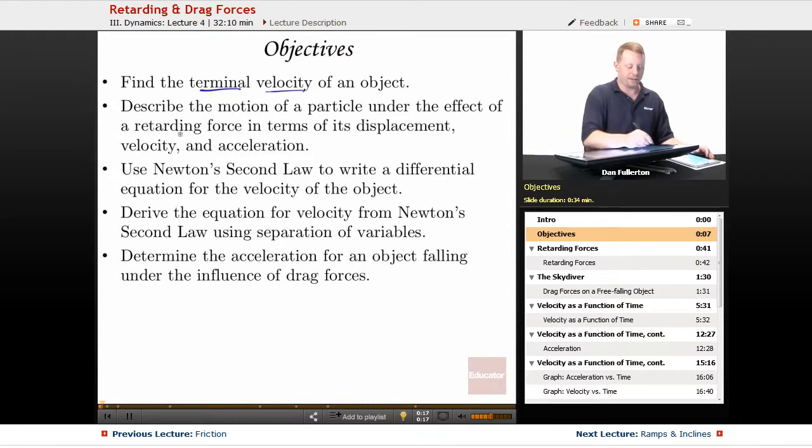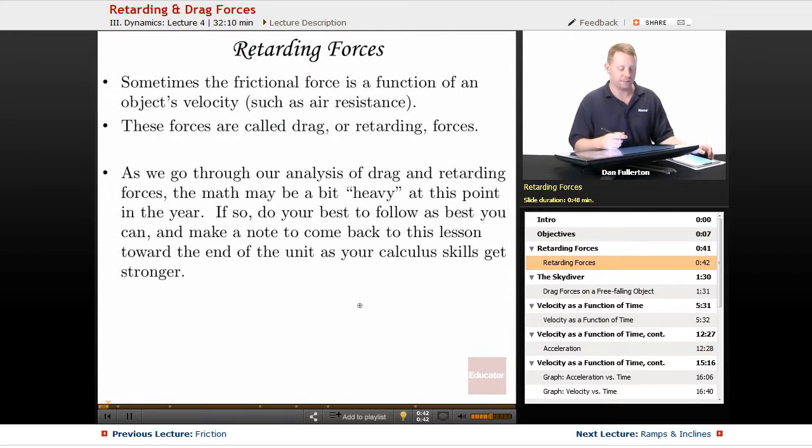a particle under the effect of a retarding or drag force in terms of its displacement, velocity, and acceleration, use Newton's second law to write a differential equation for the velocity of the object, derive the equation for velocity from Newton's second law using separation of variables, and determine the acceleration for an object falling under the influence of drag forces. So let's start off by talking about these retarding or drag forces.